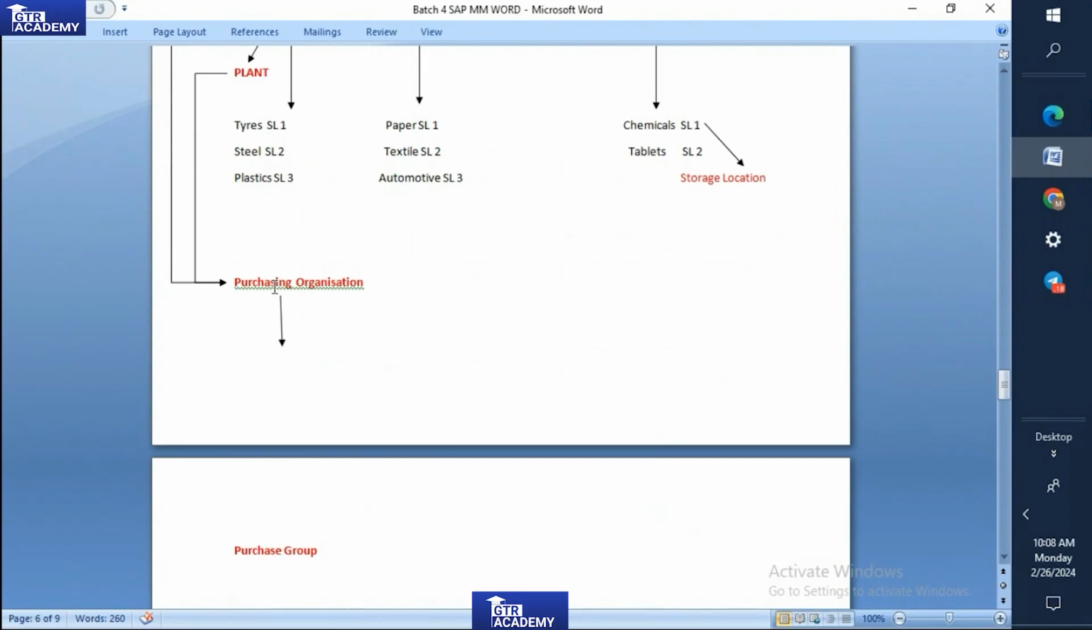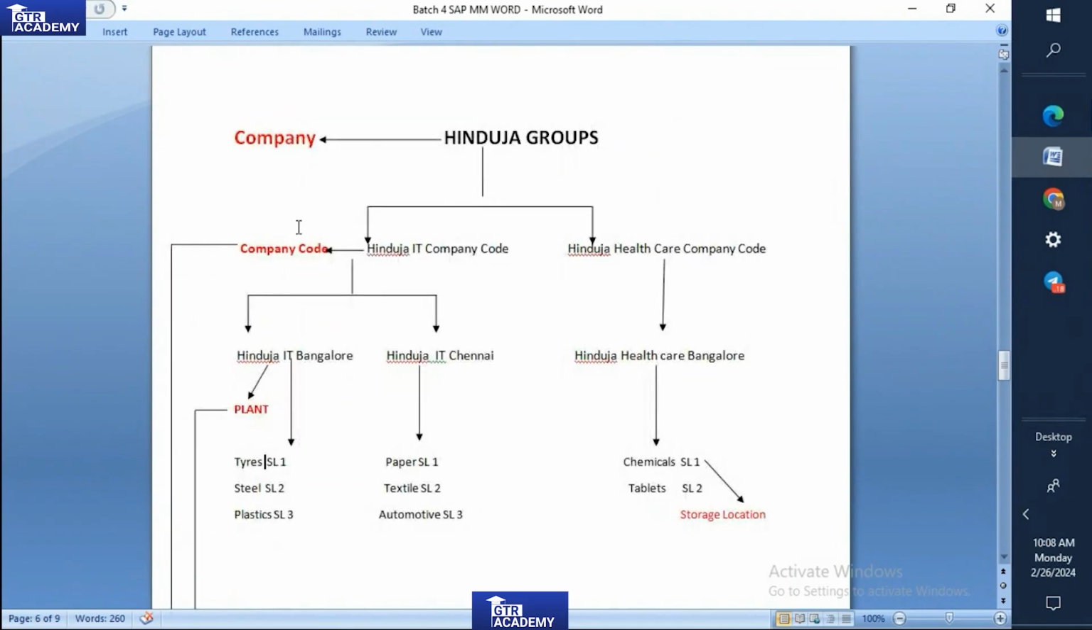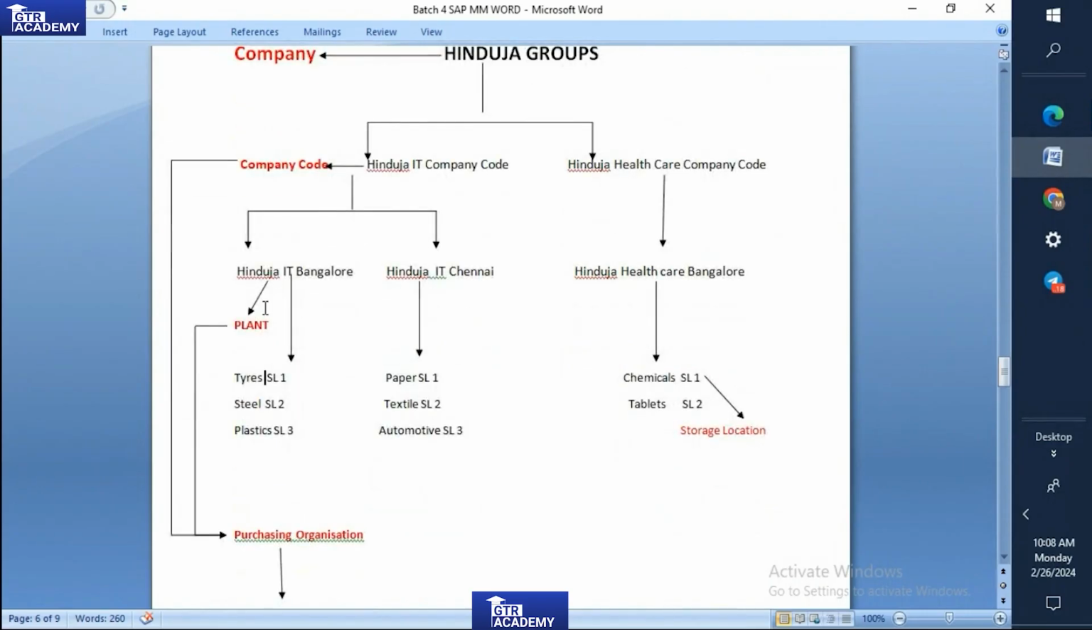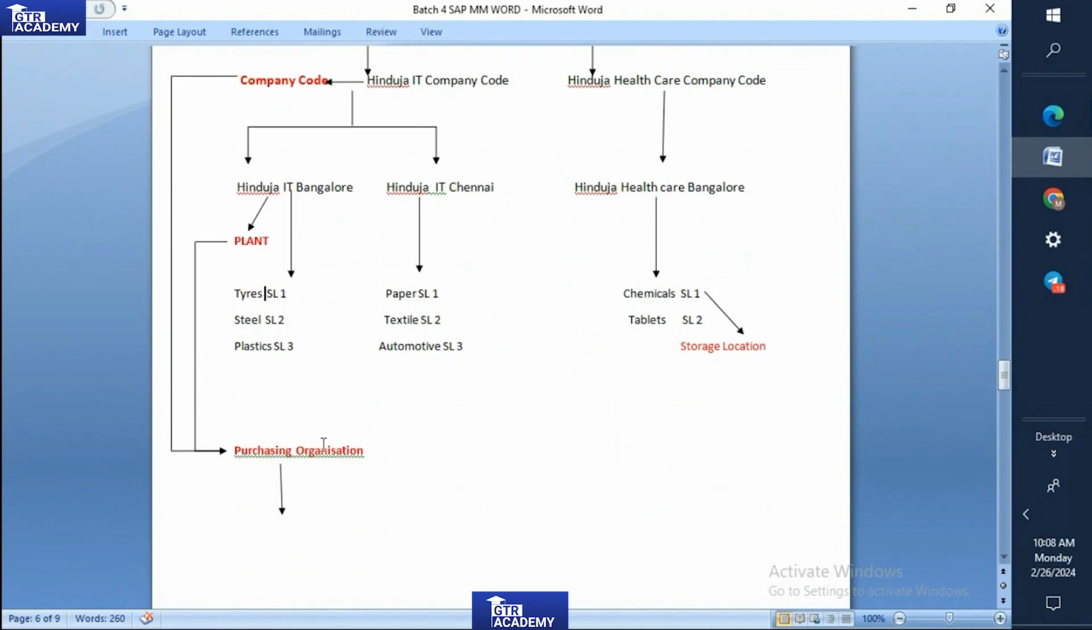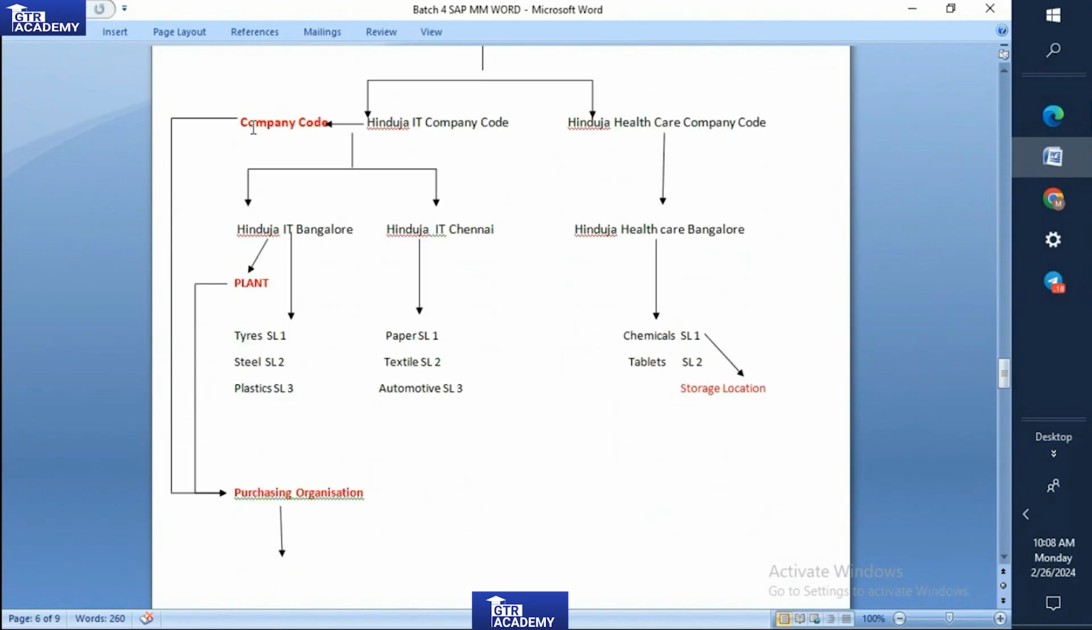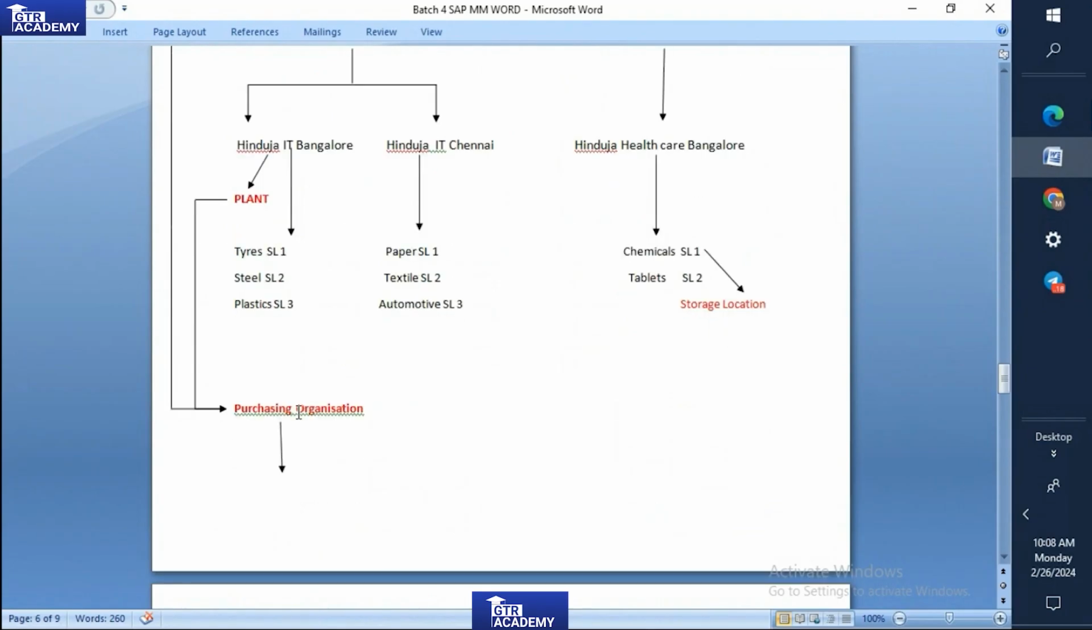See, I told you, right? Under company, company code will come. Under company code, plant will come, and storage locations will come under the plant. Now purchasing organization, what will happen? It can be created under the company code, and it can be maintained under the plant also. It is the unit responsible for all the procurement activities according to the business requirement, and it is responsible for the external procurement as well.